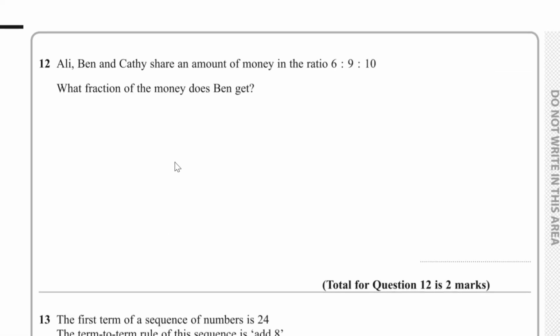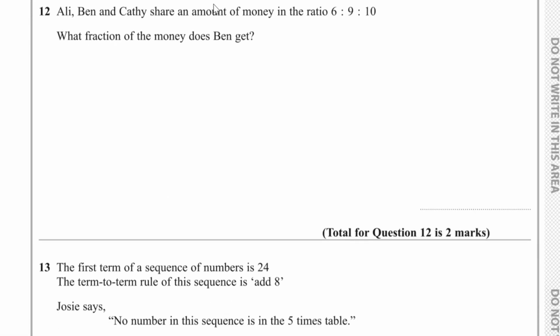Okay, so now for the next question. Ali, Ben and Kathy share an amount of money in the ratio 6 to 9 to 10. What fraction of the money does Ben get? Well, in total, we see over here that there are 6 plus 9 plus 10 parts in total. And of this, we see that Ben gets 9 of those. And therefore, if we simplify all this, it turns out we get 9 over 25. So Ben gets 9/25 of the money.